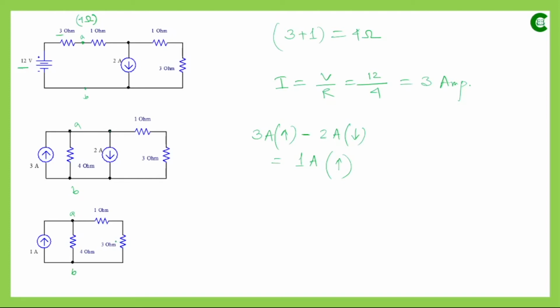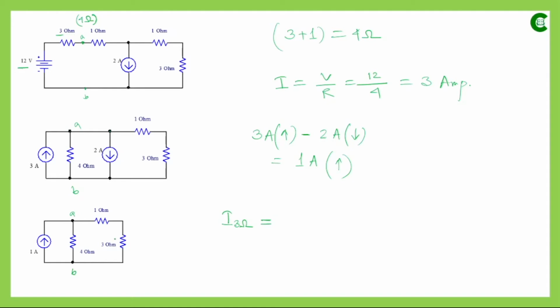So here we can apply the current division rule. Since we are focused on finding the current value through this load resistor, which has the value 3 ohm, that means the current value that we will be finding out is for this 3 ohm.